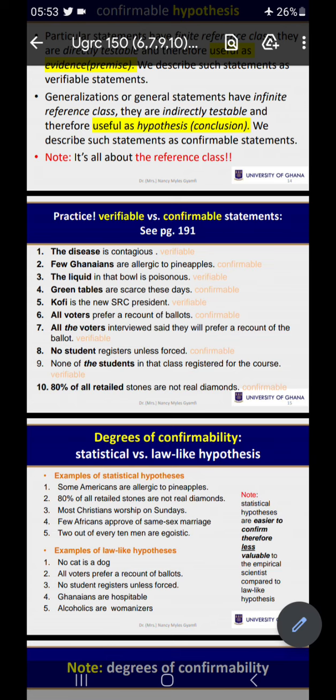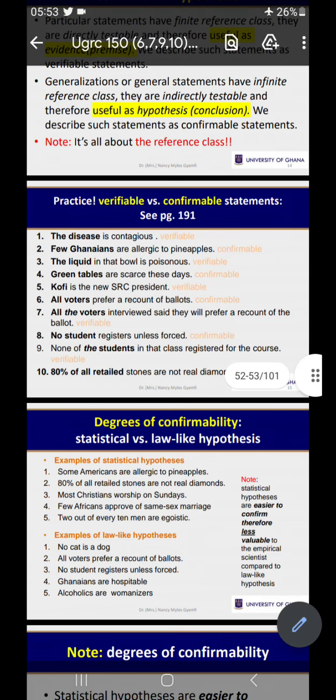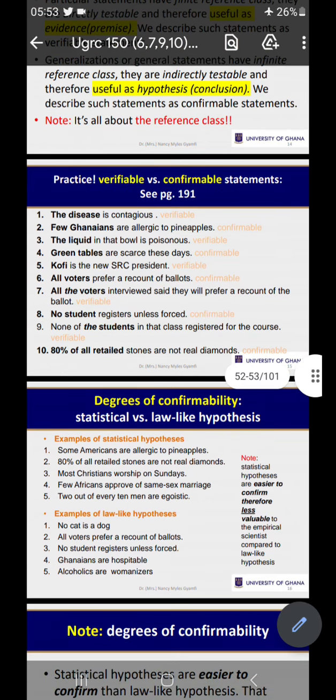Its reference class is uncountable, and they are explained as statements that are indirectly testable through experience. So it is indirectly testable through experience. Pay attention to this; they can ask you in your exams. They are indirectly testable through experience because their reference class is uncountable.